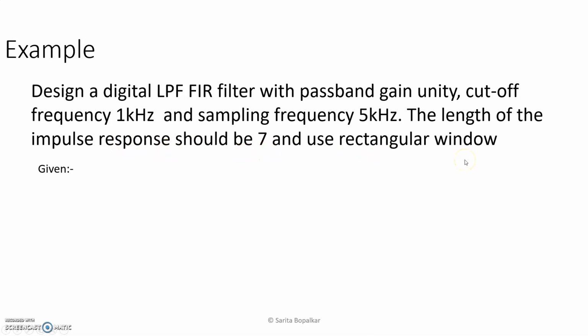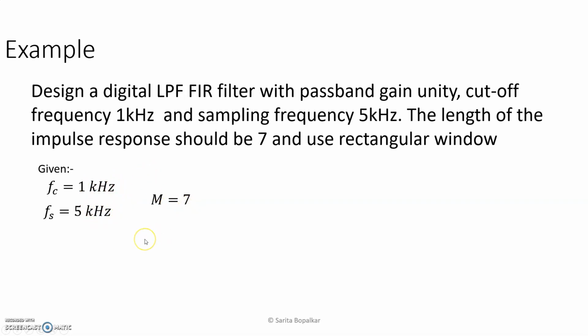Use the rectangular window. Now in this low pass FIR filter, the cutoff frequency is mentioned in cycles per second. The length of the window is given as 7, which means the order of the filter m is equal to 7, and we are using a rectangular window. First step is the given frequencies. This is the cutoff frequency of the passband, 1 kHz, and sampling frequency 5 kHz. These frequencies are mentioned in cycles per second, and the order of the filter is given here, m is equal to 7.